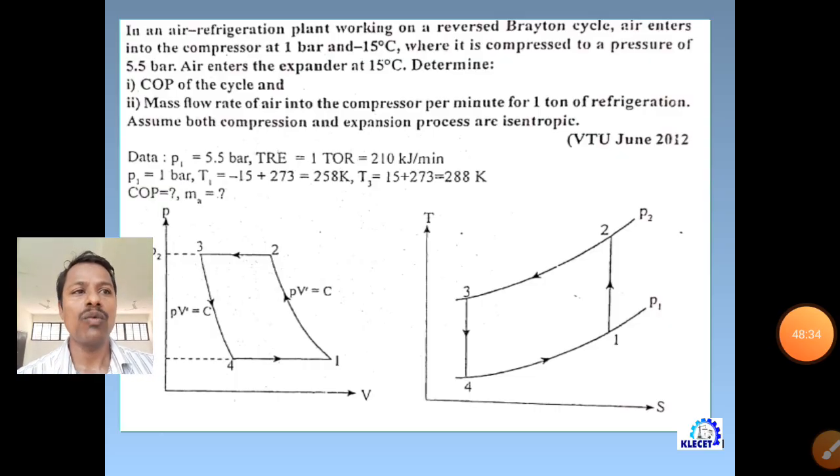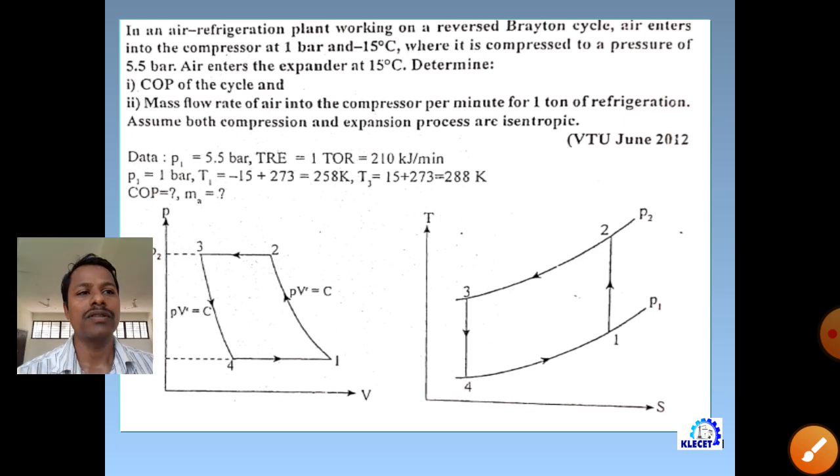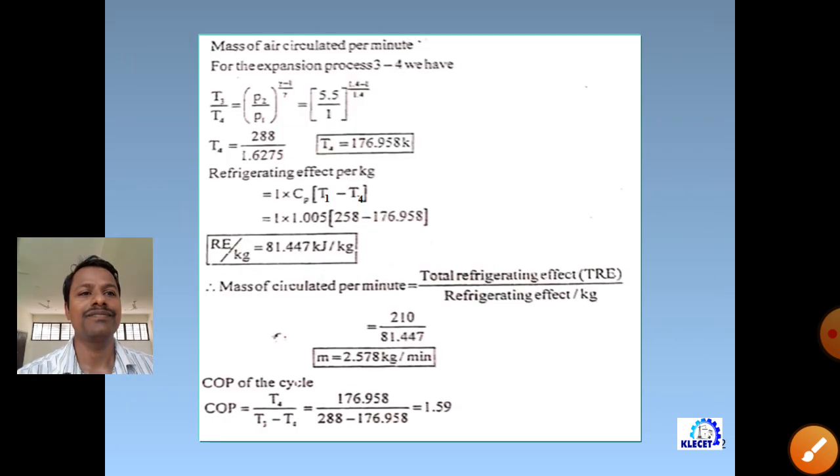See, this is one more similar problem that has appeared in your VTU question papers. So, similar problem, please pause the video, read the problem statement and understand the given data, almost similar problem. Then solve it. This is the solution also that is given, a simple problem.